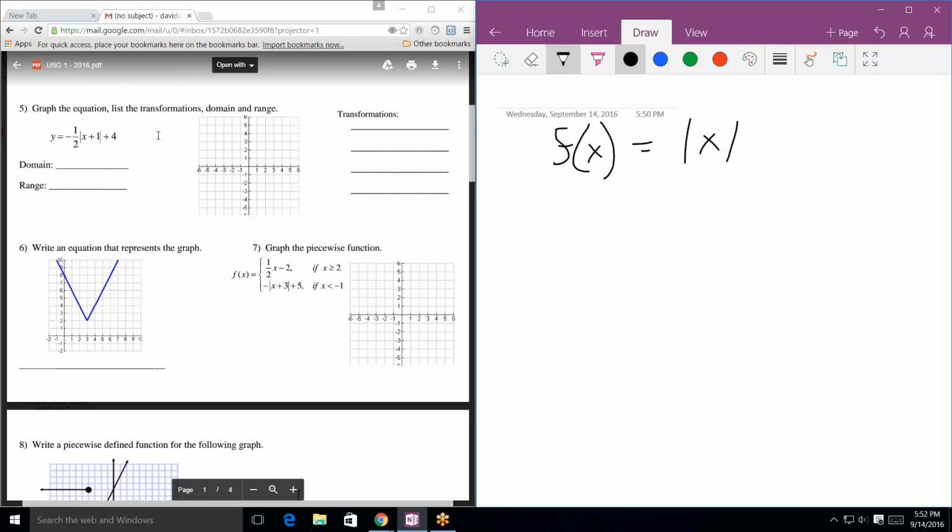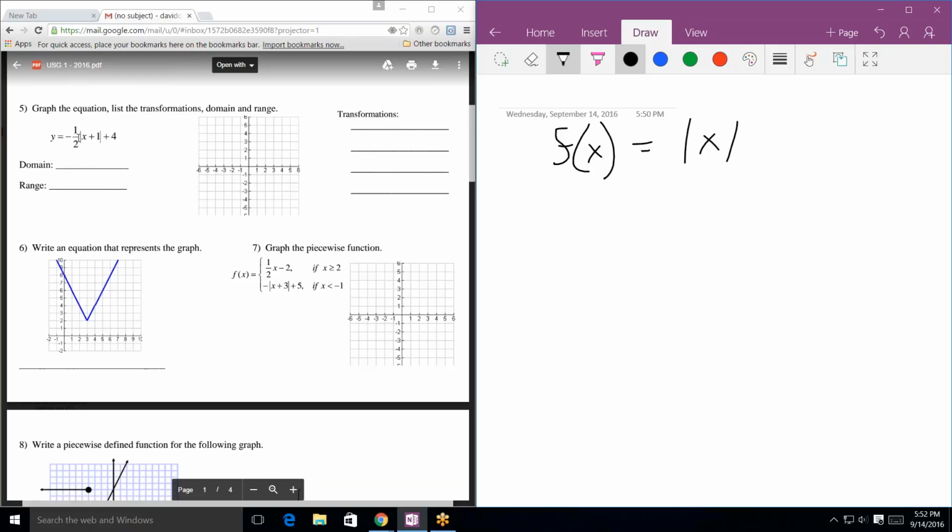Think of it like this. If it's outside the function, it's usually vertical. If it's inside the function, it's horizontal. So it's a vertical shrink. It's outside the function because we're outside the absolute value signs. So yeah, it's a vertical shrink by a half.